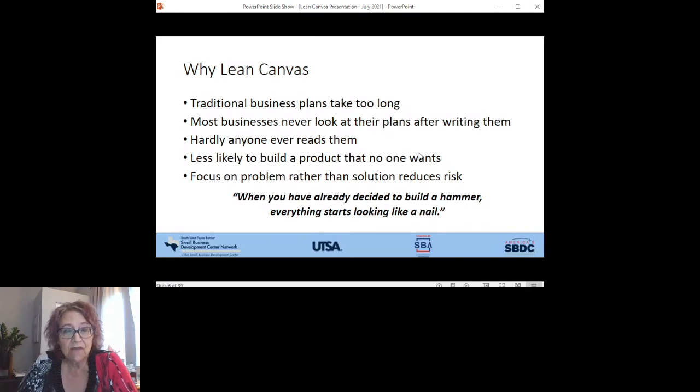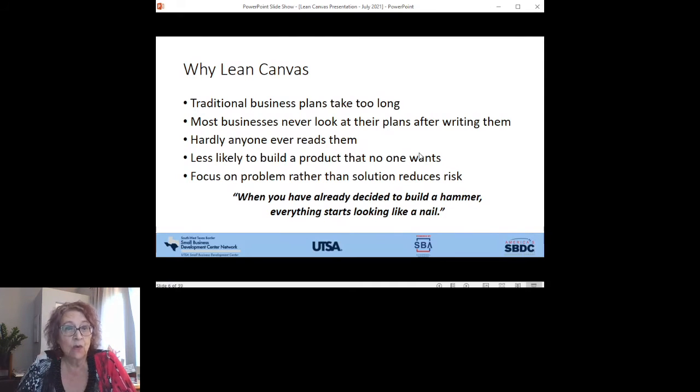With the lean canvas, as opposed to the business model canvas, and as opposed to a full-fledged business plan, you are way less likely to build a product or a service that no one wants because you're focused on the problem rather than the solution. And this quote kind of sums it up: if you decided to build a hammer, everything starts looking like a nail.